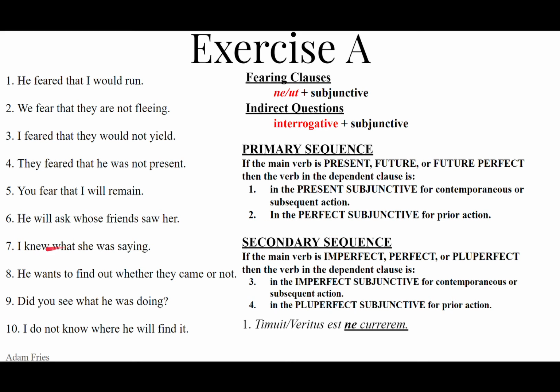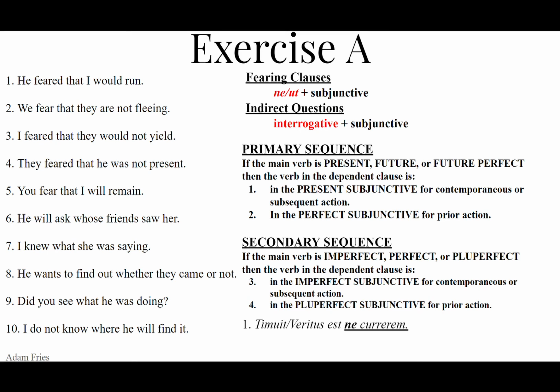What was she saying at the same time that I knew about it? So same time, contemporaneously. I knew what she was saying at the same time she was saying it. When she was saying it, I knew it. So contemporaneous, imperfect subjunctive. Dico, dicere, dixi, dictus. We want diceret. Scivi quid ea diceret. I knew what she was saying.